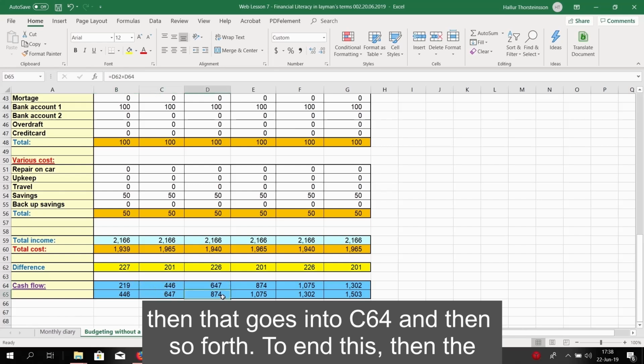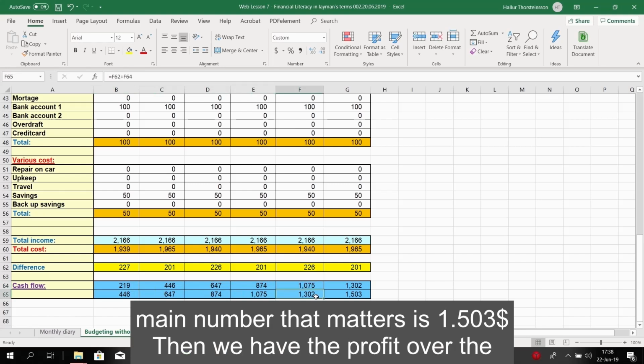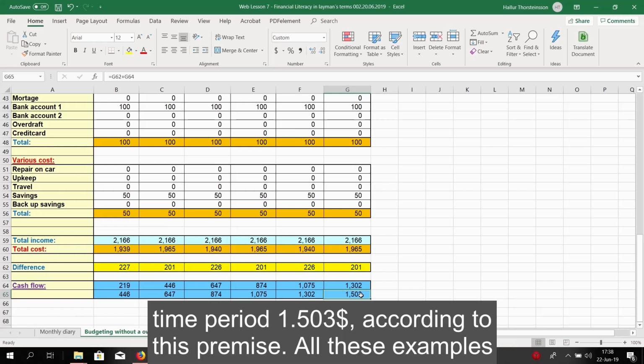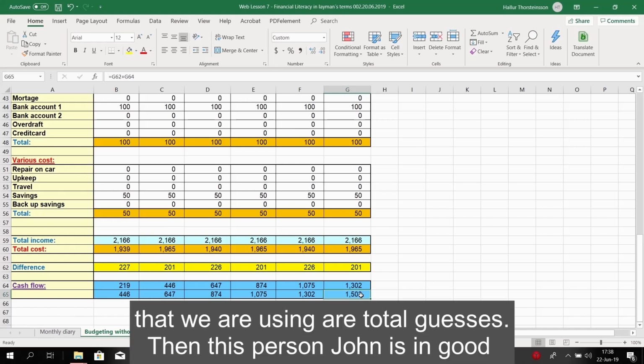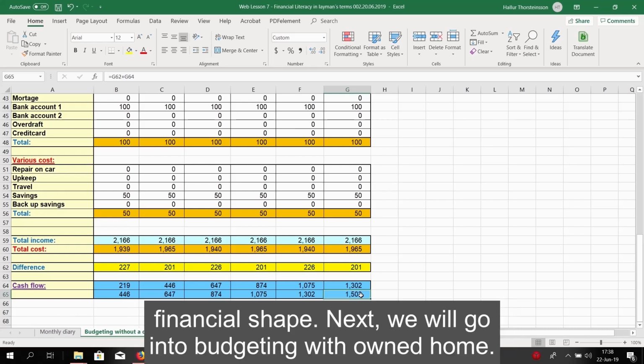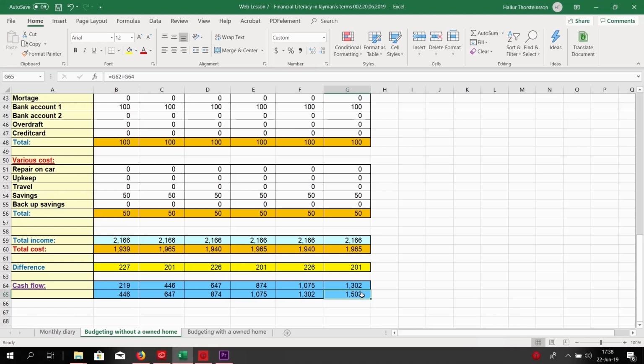To end this, the main number that matters is $1,503. Then we have the profit over the time period, $1,503, according to this premise. All these examples that we're using are total guesses. Then this person, John, is in good financial shape. Next we'll go into budgeting with owned home.